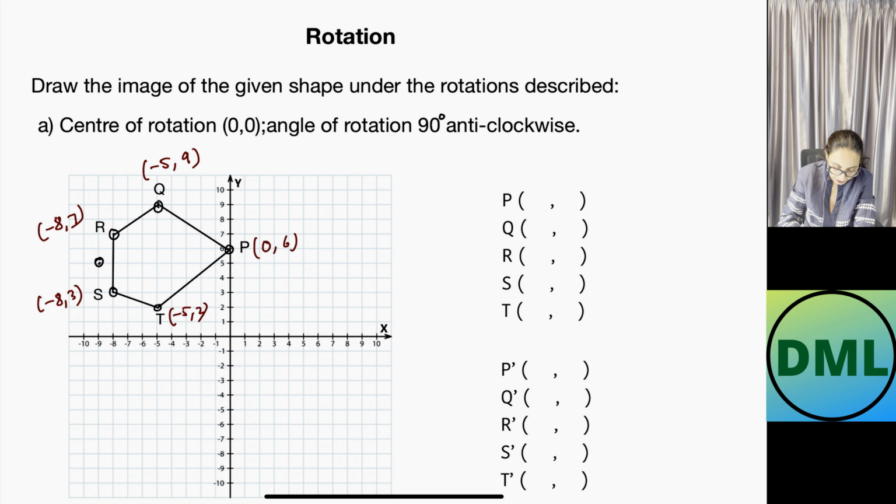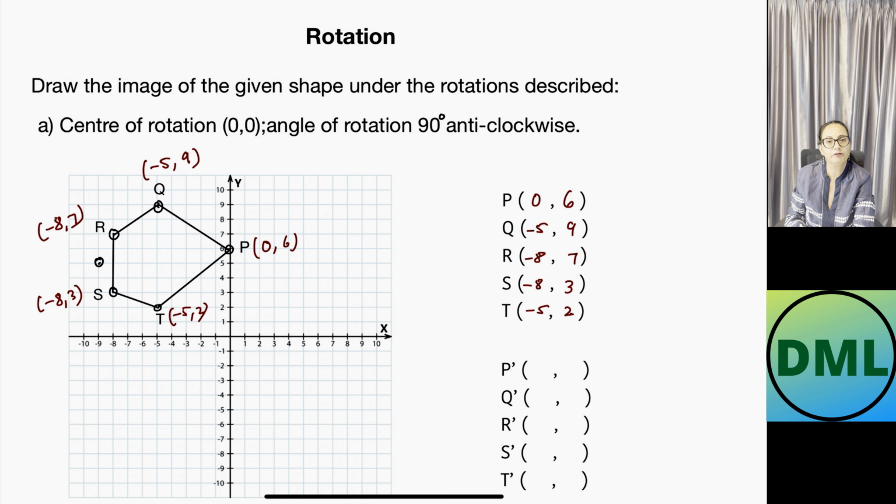Let's write down the coordinates here. P will be given as 0, 6. Q is minus 5, 9. R is minus 8, 7. S is minus 8, 3. T is minus 5 and 2.